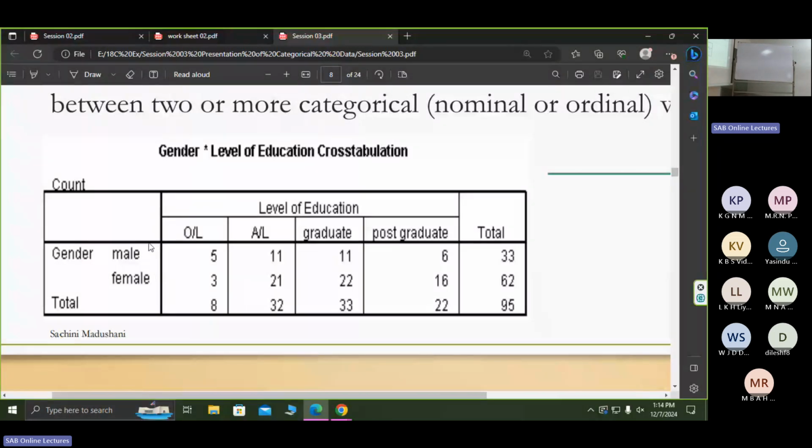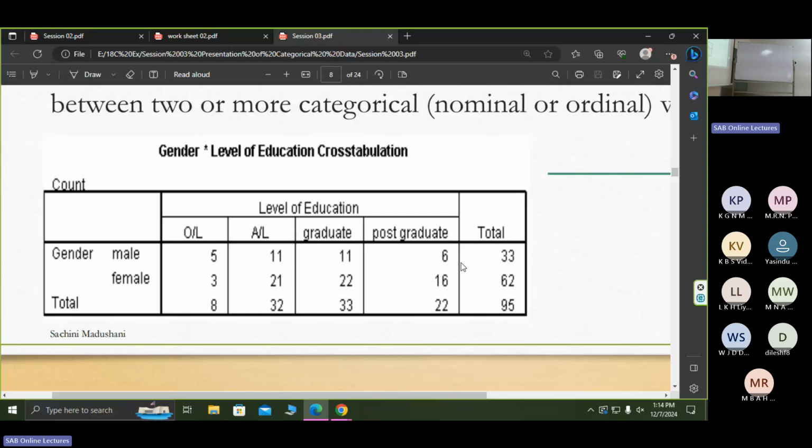Then we can do the comparison also. Then we move into the female category. Most of the females are graduates. For female, we display 3 O level, A level 21, 22 graduate, 16 postgraduate. Out of this data set, we can say most of the female respondents are graduates. Understood?